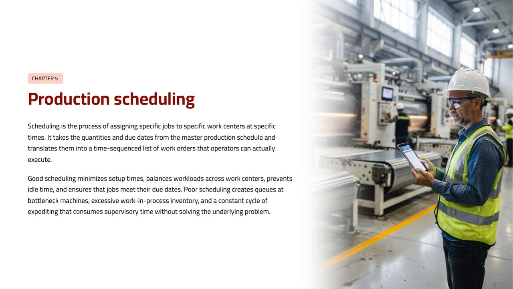The goal of good scheduling is to minimize setup times, balance workloads across work centers, prevent idle time, and ensure that jobs meet their due dates. On the other hand, poor scheduling leads to queues at bottleneck machines, excessive work-in-process inventory, and a constant cycle of expediting that consumes supervisory time without solving the underlying problem.